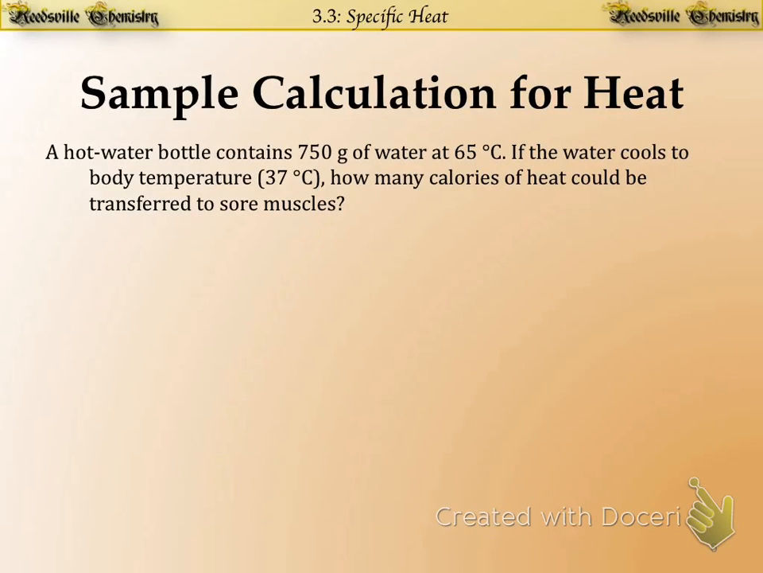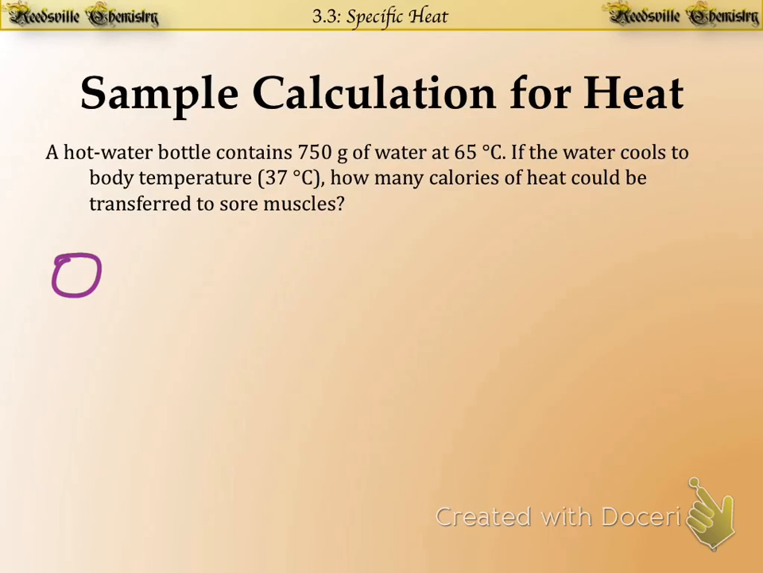Let's say we've got a hot water bottle. It contains about 750 grams of water at 65 degrees Celsius. If the water cools to body temperature, how many calories of heat could be transferred to sore muscles? So we're taking this particular hot water bottle and putting it on a sore muscle, trying to alleviate the pain. And that heat is getting transferred to your muscle to alleviate soreness. When you get old like me, you'll figure out that this actually does happen.